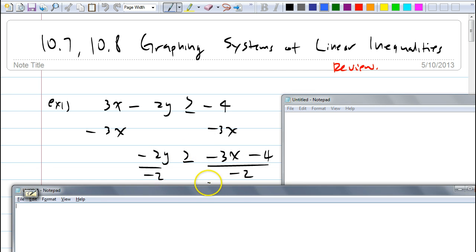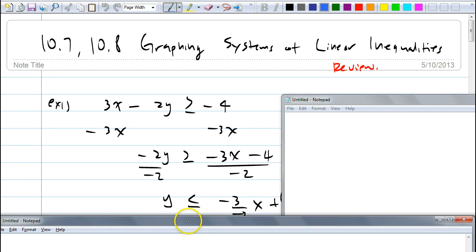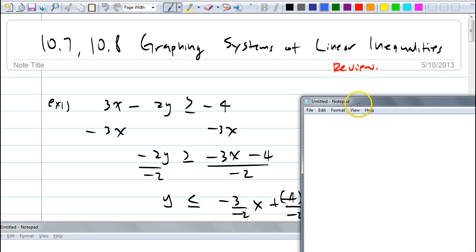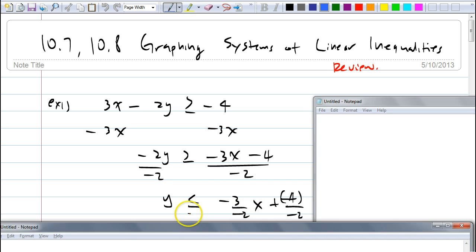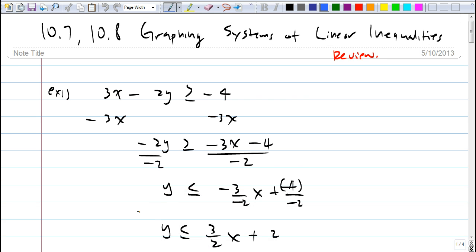It flips. Yeah, you gotta remember because we're dividing by negative, you guys remember? So of course you get negative 3 over negative 2x plus negative 4 over negative 2. When you simplify, you simply get y is less than or equal to 3 over 2x plus 2. Is that okay? Do you see how it looks like it's kind of like a slope-intercept form, right? You got the y. So, who remembers how to graph this inequality?